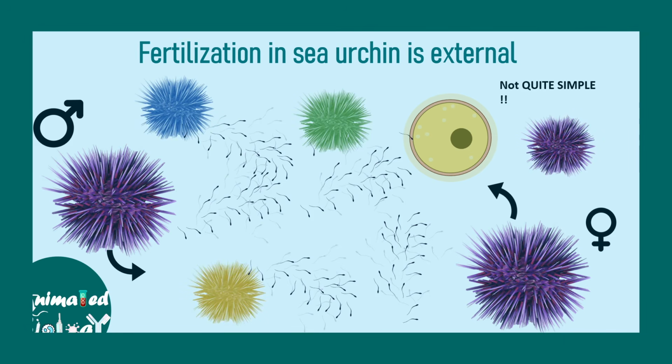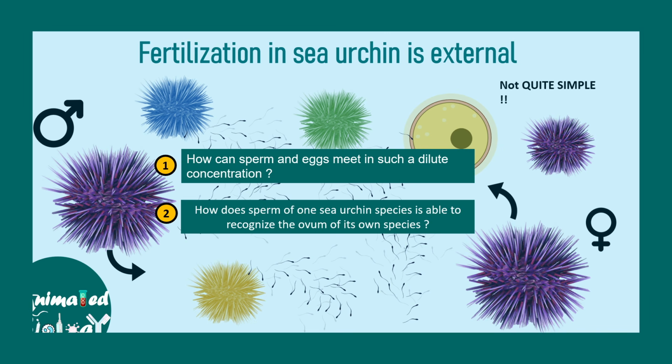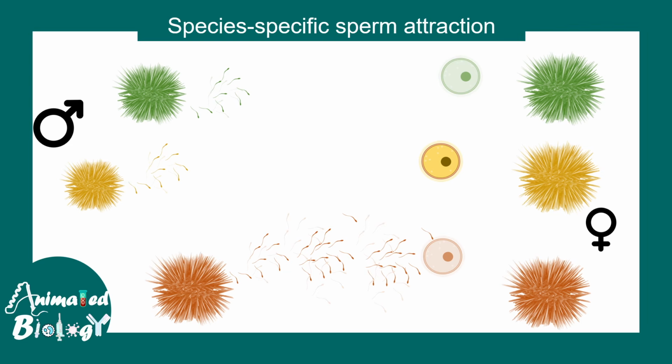Because at a given time point, one species of the sea urchin is not the only one in that particular habitat. There would be many more sea urchin species here, represented in different colors. Now the point is, how can sperm and egg meet in such a diluted concentration in seawater? Second, how does the sperm of one sea urchin species recognize the ovum of the same species? How does cross fertilization between two different species not happen? How are these events actually taken care of? This now seems to be a problem, but in this video, we would try to understand that.